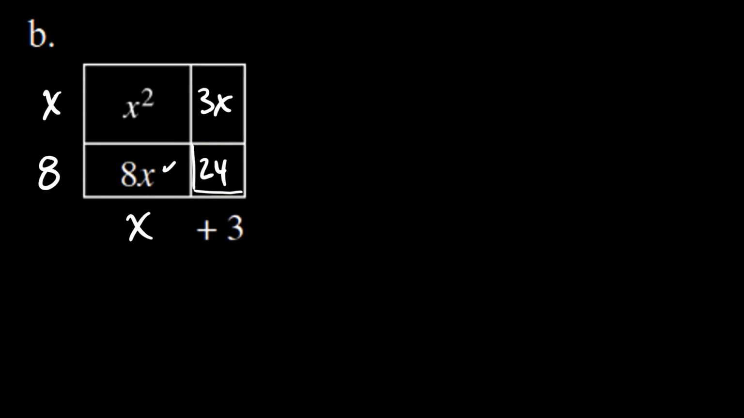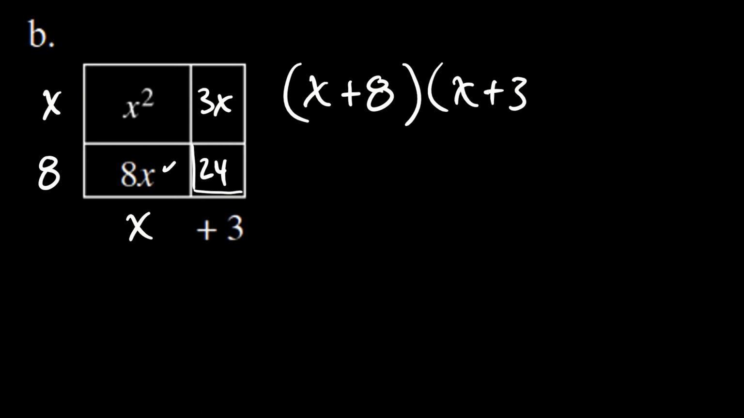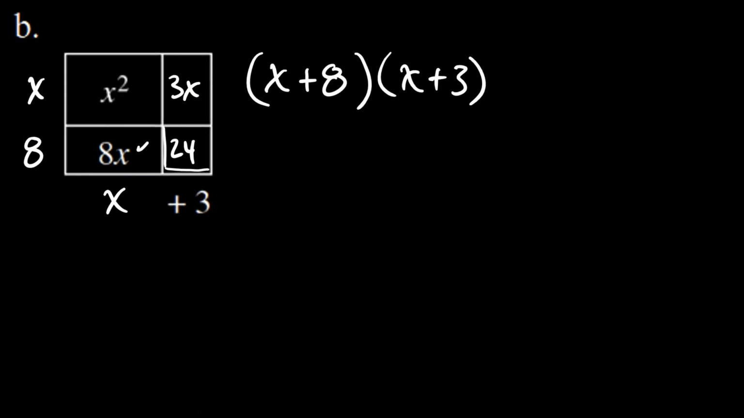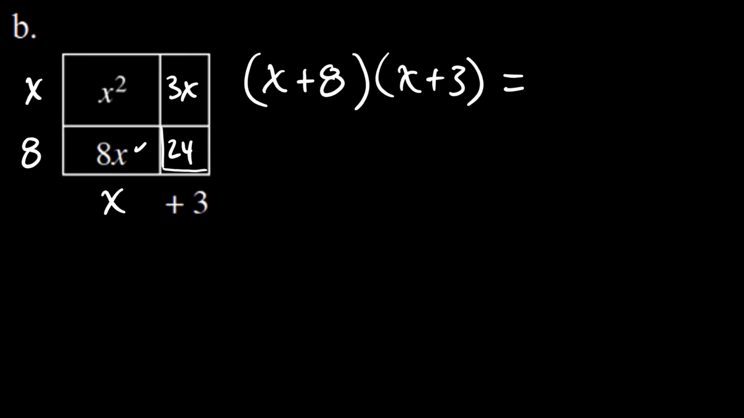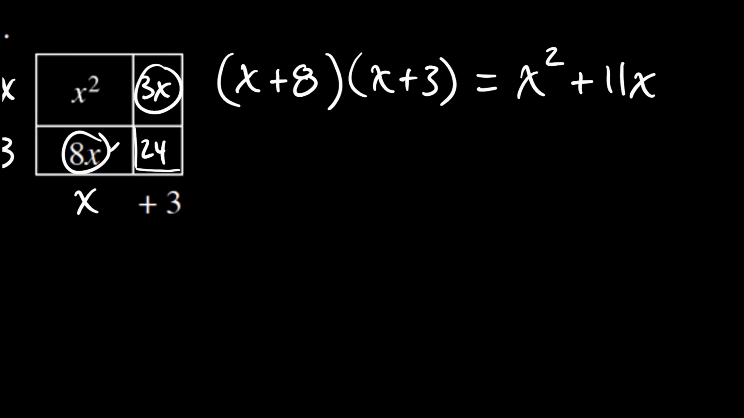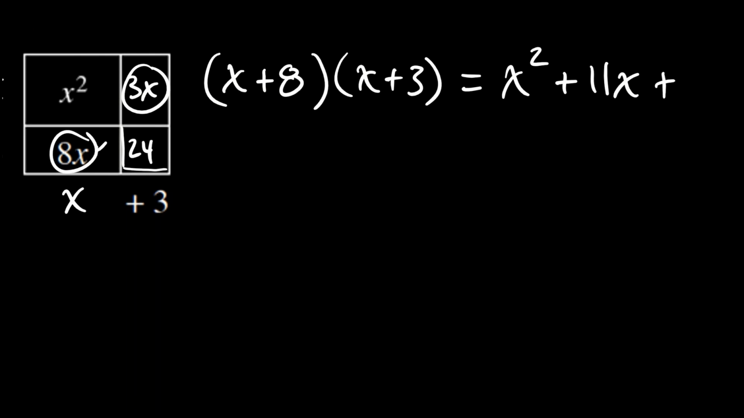So if I wrote this out, it's saying that x plus 8, that's the dimension that goes up and down, times x plus 3, that's the one that goes left or right, would have to equal, upper left hand corner, x squared plus 8x and 3x, that's 11x, and then finally plus 3 times 8 is 24. There we go.